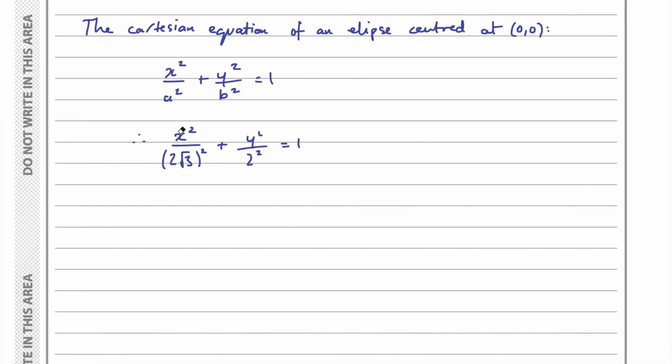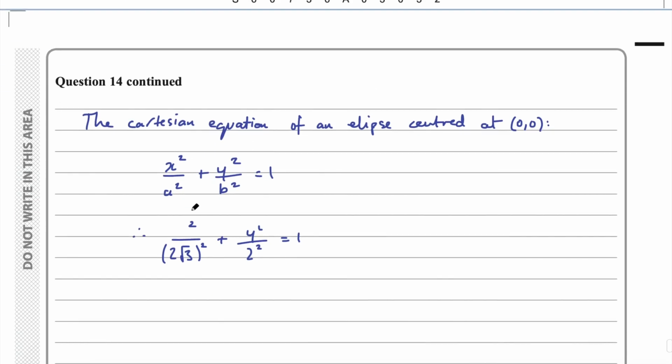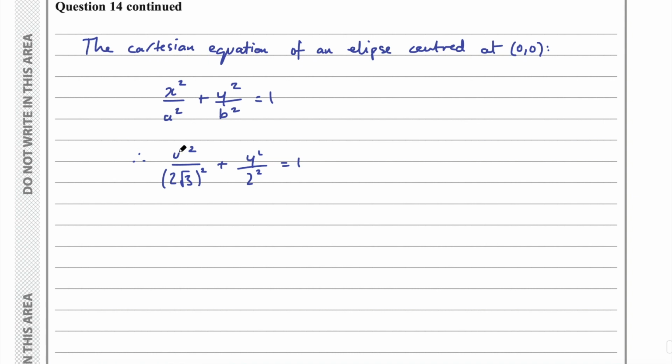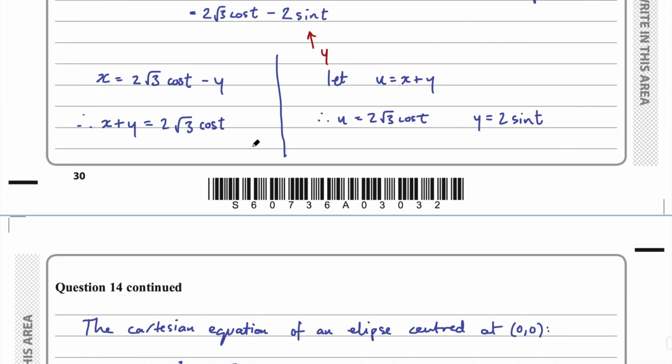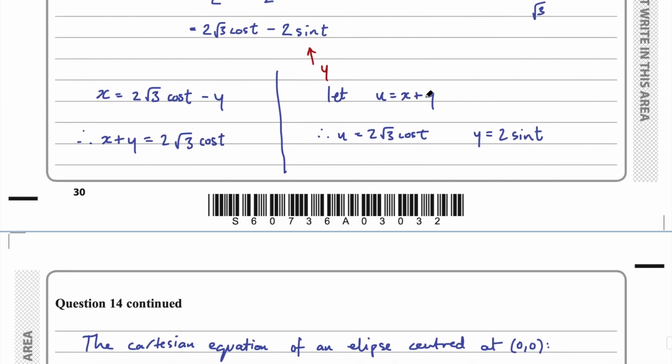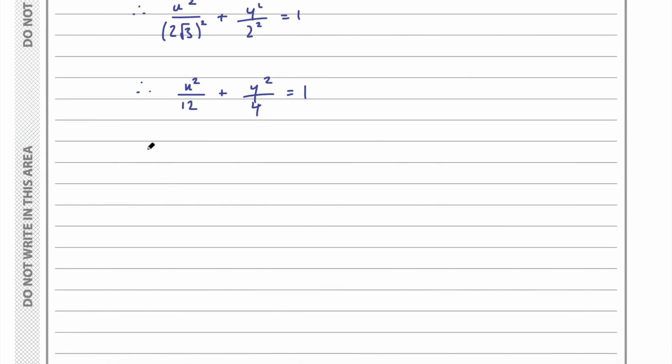Except my x here is not x, it's actually u. Okay, so rather than putting x, I'll say u squared. All right, so therefore u squared over 2 root 3 all squared, that would be 4 times 3, that would be 12, plus y squared over 4 equals 1. And now go back to the value of u we had. We let u equal x plus y. So substitute that back in now.